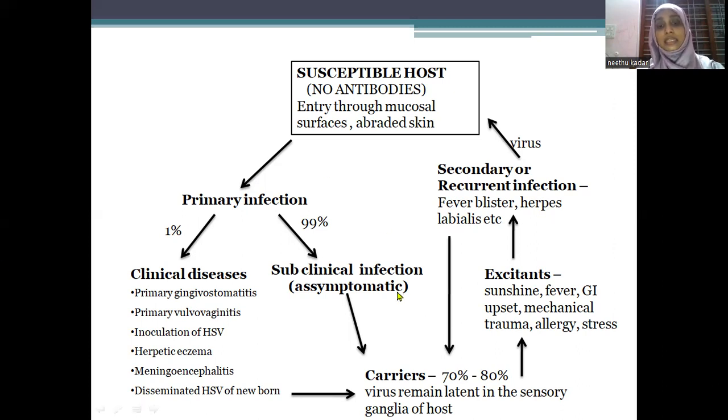In 99% of cases it is asymptomatic, and the person goes to a carrier stage, in about 70 to 80% of whom the virus remains latent. With excitants or triggering factors like sunshine, fever, gastrointestinal upset, mechanical trauma, allergy, or stress, it can get reactivated to form secondary or recurrent infection, which comes in the form of fever blisters, herpes labialis, etc.